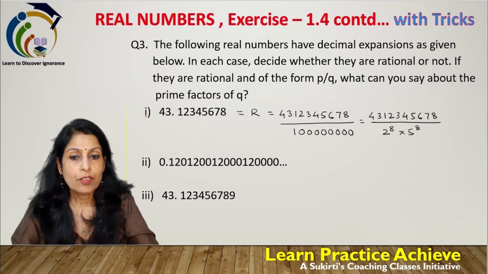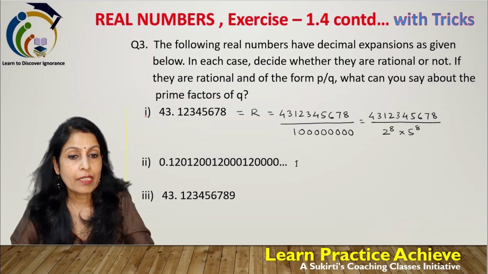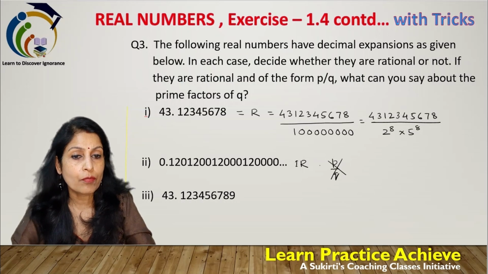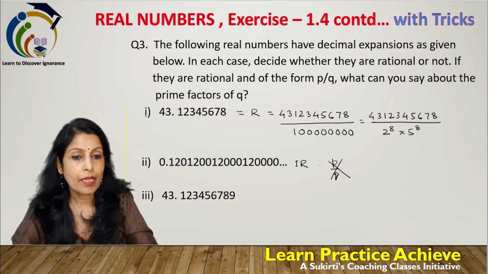In the second case, 0.120, 1200, 12000 and 120000 and so on. Because it is a never-ending number, it is an irrational number. So irrational numbers can't be written in the form of P upon Q. We can't write an irrational number in the form of P upon Q, so we can't say what the denominator is. And the denominator can't be in the form of 2 to the power n and 5 to the power m. According to the rule, we can't express this number in this form, 2 to the power n and 5 to the power m.